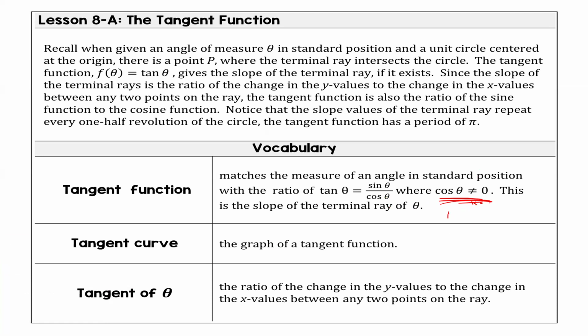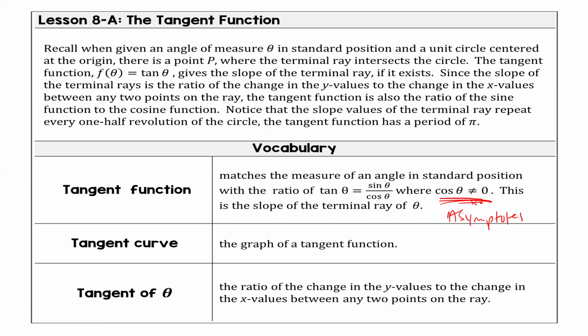Okay, we have asymptotes. The tangent curve is what the graph is called. And again, it's the ratio of change from your y values to your x values between 2 points.